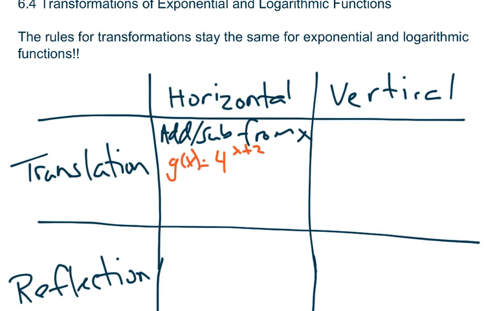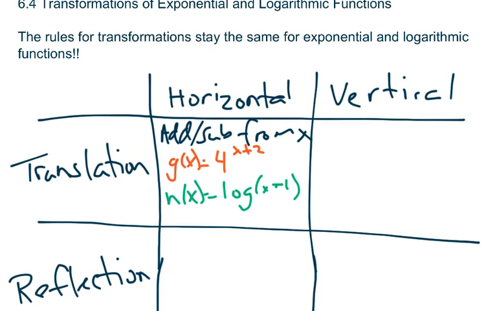Or if we wanted something with logarithmic, we could say h of x is equal to the log of (x minus 1). Okay, notice that x minus 1 is in parentheses. The minus 1 is being taken directly from x. If we didn't have the parentheses, if we had the log of x, minus 1, that implies that the minus 1 is from the end of the function, which then is no longer a horizontal translation. Okay, so there's a couple of examples of horizontal translations. We add and subtract directly from x.